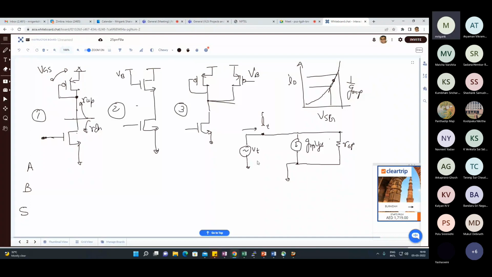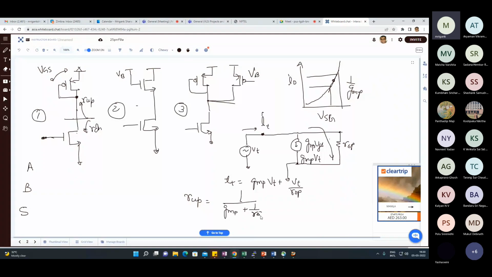Which is the drain and gate shorted together. I'm applying a VT. So what is going to be the IT? First thing is that whatever VT is, it is the same as VG. So this will be simply GMP VT, right? So this is GMP VT, and then you have this path. So the total current IT is equal to GMP VT plus VT upon ROP, and therefore my input impedance Rup is simply VT upon IT. So this is going to be 1 upon GMP plus 1 upon ROP.